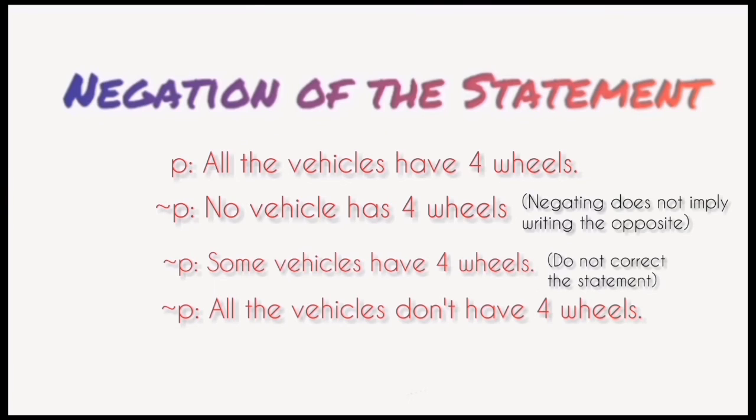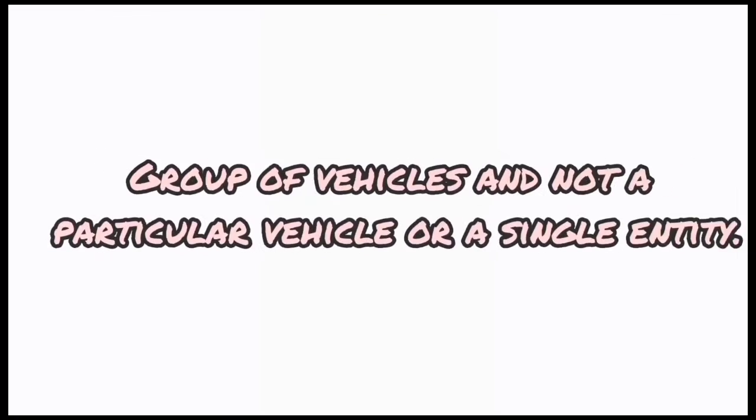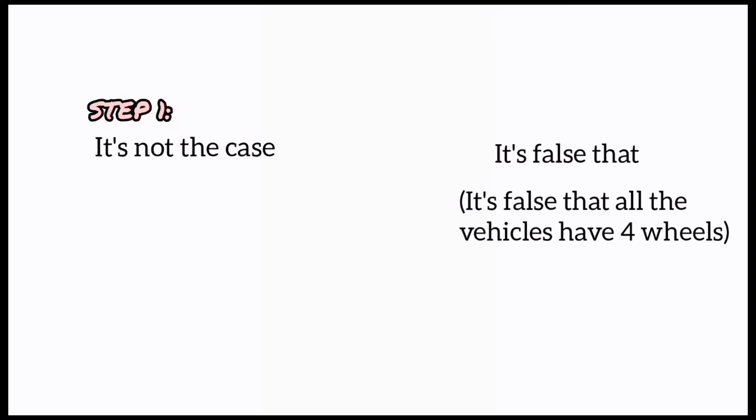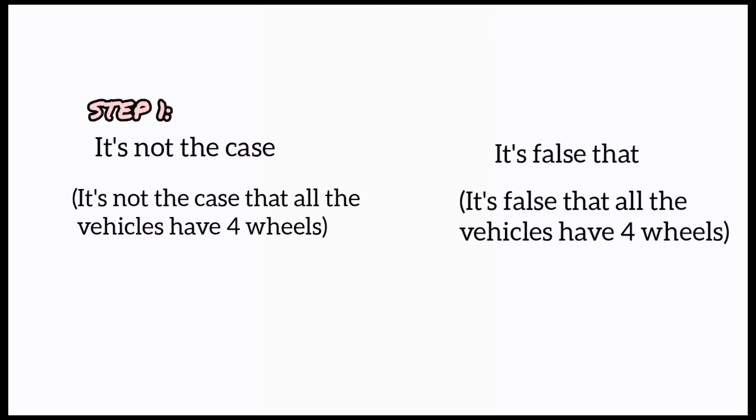In this statement, we are negating the sentence, right? But even this cannot be the negation of this statement. Let me explain why. Here, we are talking about a group, that is a group of vehicles, and not a particular vehicle or a single entity. In such cases, there is a simple solution to find the negation. As a first step, we just add the phrase "it's not the case" or "it's false that" to the start of the statement. So in this case, the statement would be "it's false that all the vehicles have four wheels," or "it's not the case that all the vehicles have four wheels."